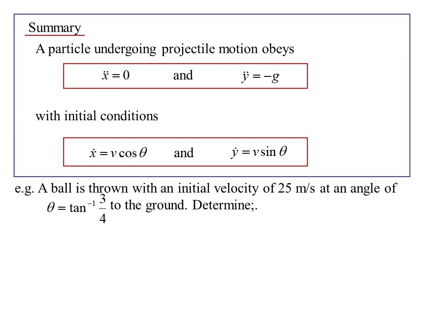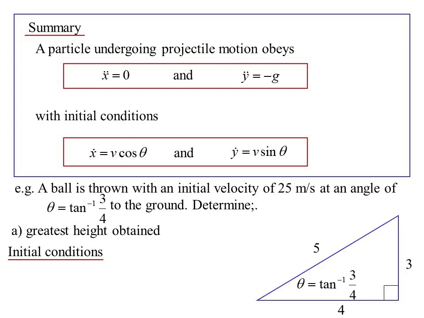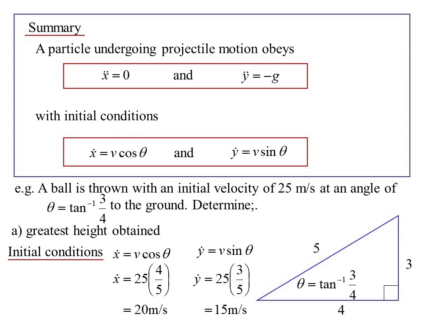We're going to throw a ball, initial velocity 25 meters per second. The angle is the inverse tan of 3/4, so I get a nice exact value there rather than having an angle. Determine the greatest height obtained. Well, what are my initial conditions? There's my triangle. You'll see why I picked inverse tan of 3/4, because I get the lovely 3, 4, 5 triangle there. X dot's v cos theta, so 20 meters per second. And in the other direction, 15 meters per second.